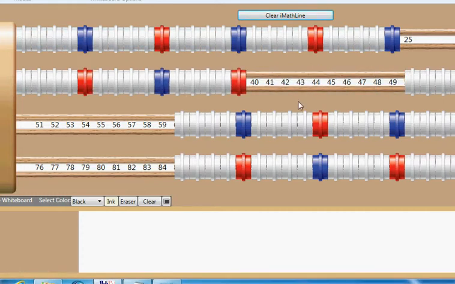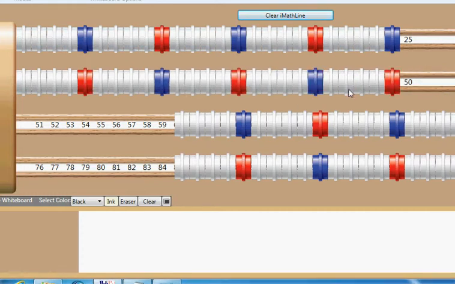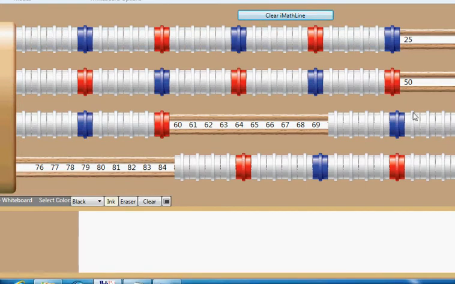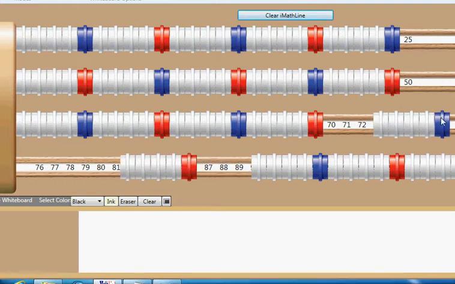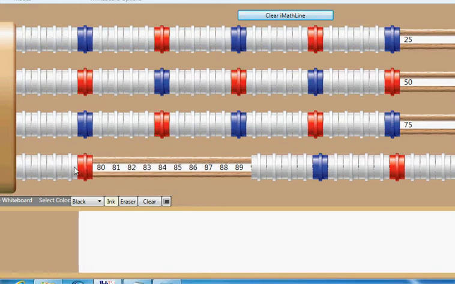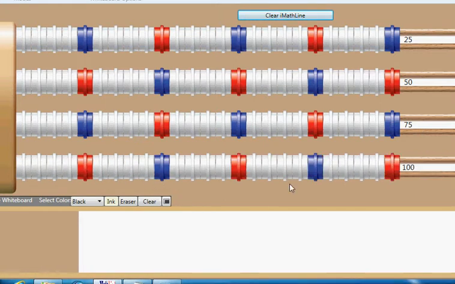Then we have 10 more is 40, 10 more is 50, 10 more is 60, 10 more is 70. Again, another group of 5. We want a group of 10, but we start a group of 5 and then finish it to get 80, 90, and 100.